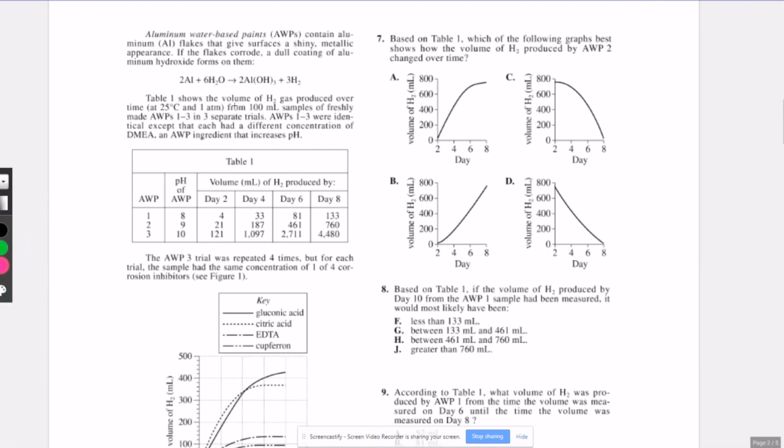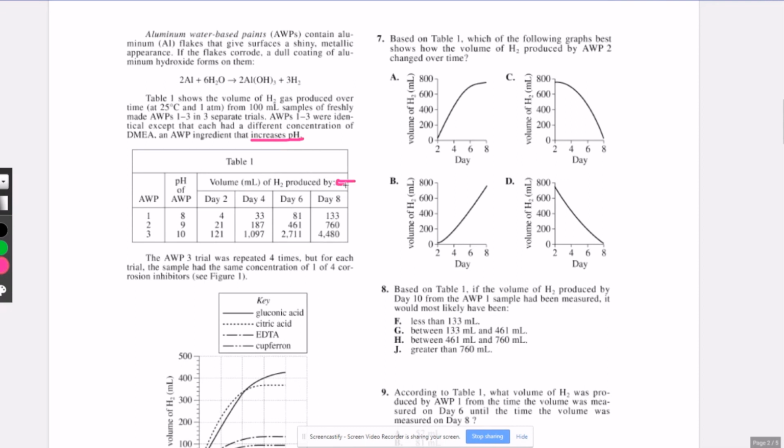So table 1 shows the volume of hydrogen gas produced over time at 25 degrees Celsius in 1 atmosphere for 100 milliliter samples of freshly made AWPs 1, 2, 3. So we have 3 different samples in 3 separate trials. They were all identical except they had a different concentration of DMEA, an AWP ingredient that increases pH. So we have 3 different samples at different pH levels, and we're going to look at the hydrogen production.